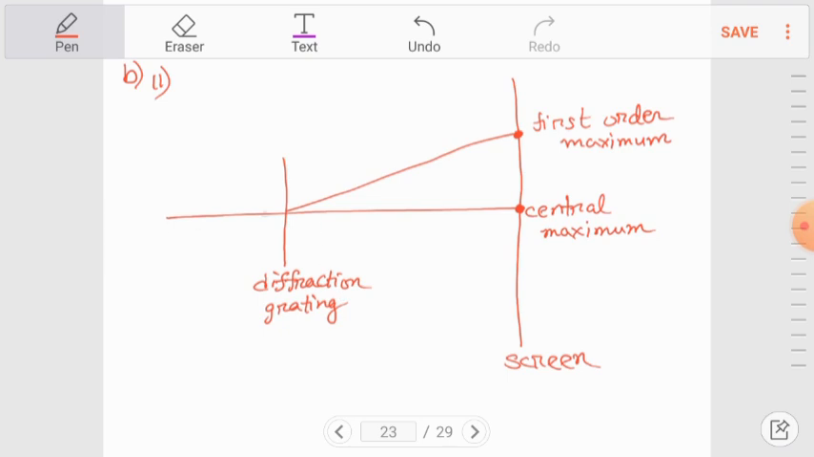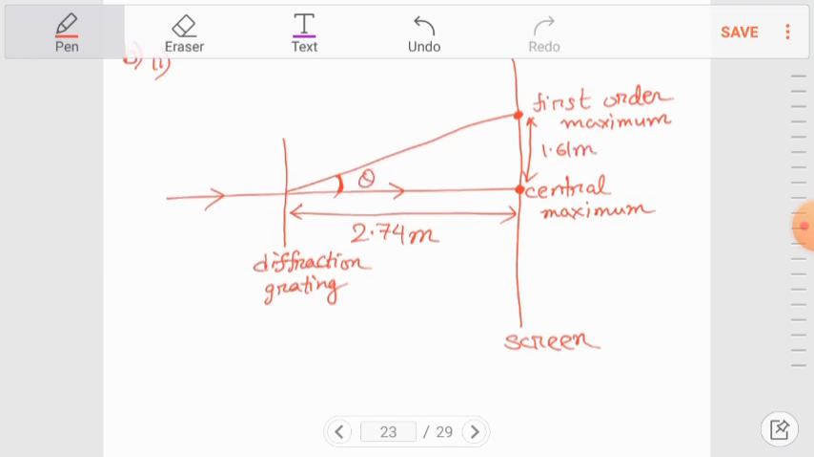And this was the light from the laser. Now the first thing we need to find is the value for theta. The distance from the diffraction grating to the screen is given as 2.74 meter, and the distance of the first order maxima from the central maximum is given as 1.61 meter. So we can easily find the value for theta by using tan.